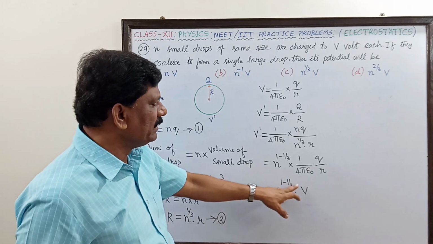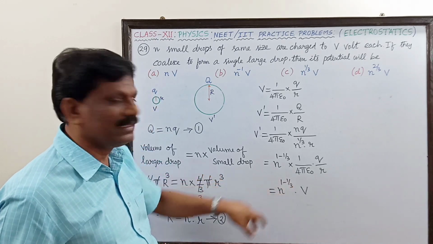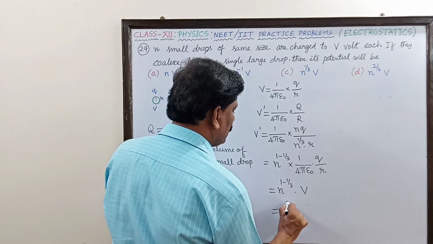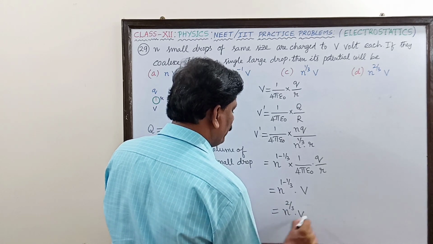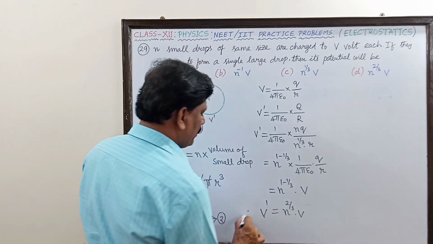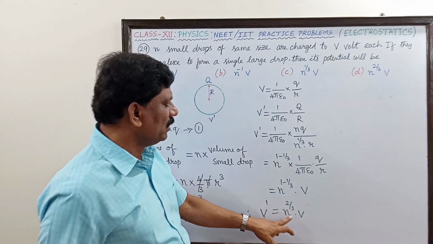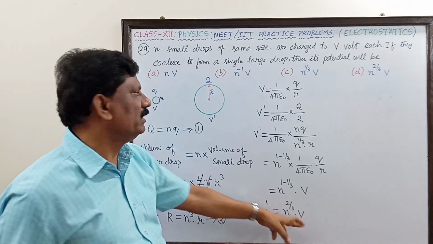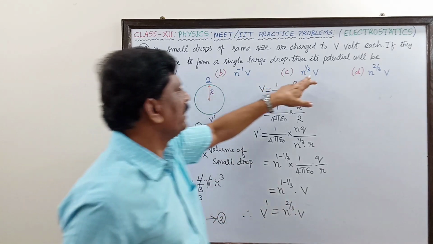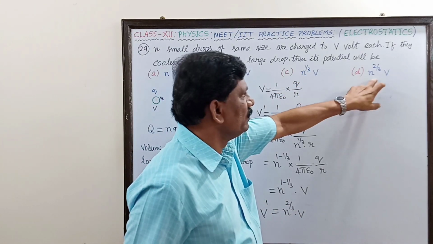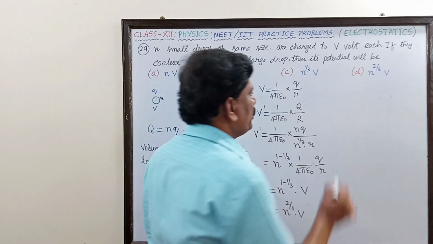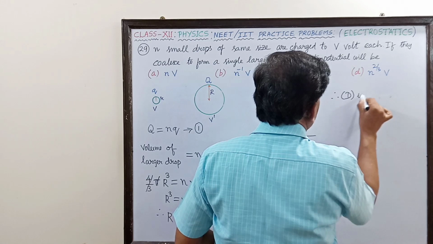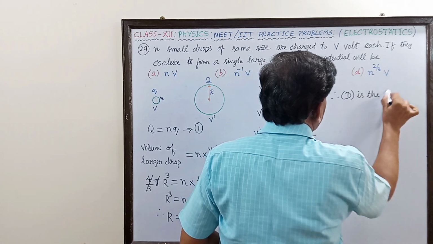1 minus 1 by 3 is equal to 3 minus 1 by 3, that is equal to 2 by 3. So this is equal to n raised to the power 2 by 3 into V. Therefore V dash is equal to n power 2 by 3 into V. So which is the right answer? You see here the fourth option. Therefore, option D is the correct answer.